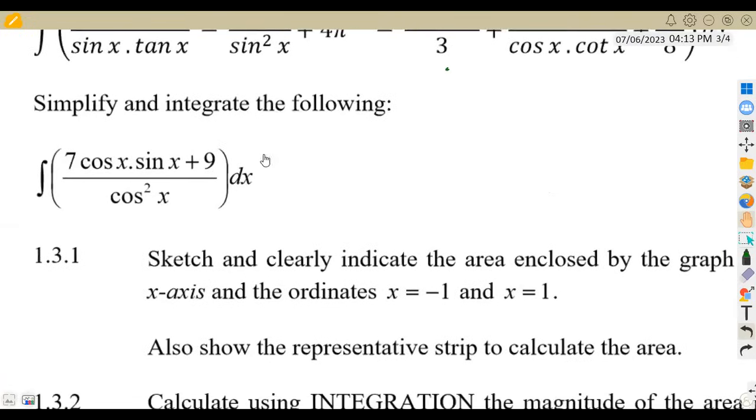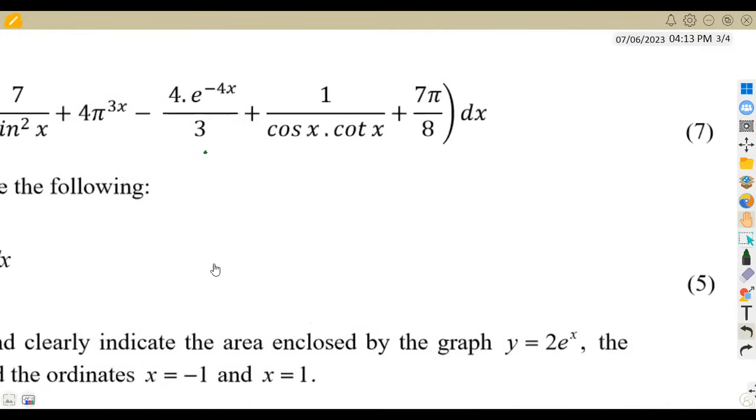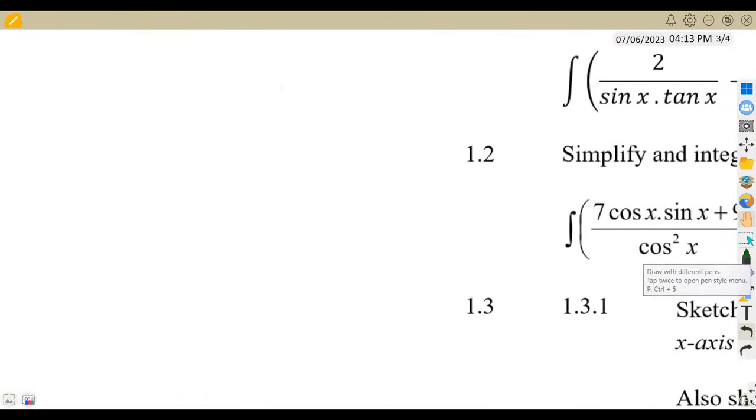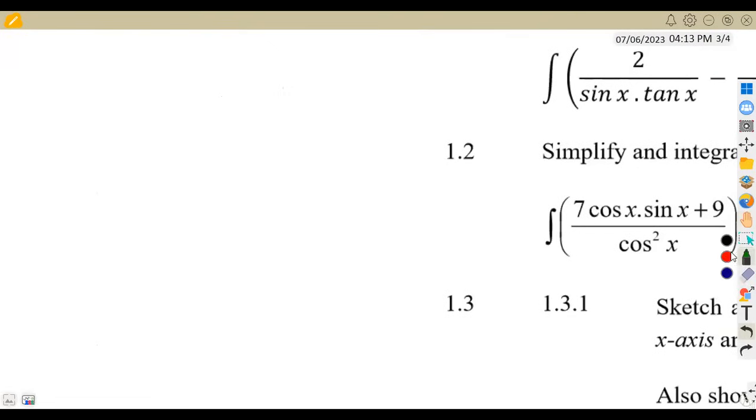Simplify and integrate the following. That was 5 marks. All right, let's see what we're given here. I'm just going to rewrite this so that we can integrate it properly. So this is 1.2. We need to integrate with respect to x: 7 cos x times the sine of x plus 9, everything over cos squared x. This is cos squared. This is just cos x.